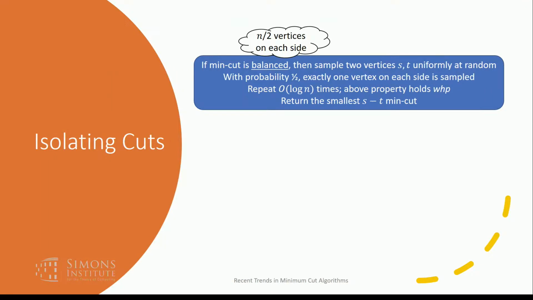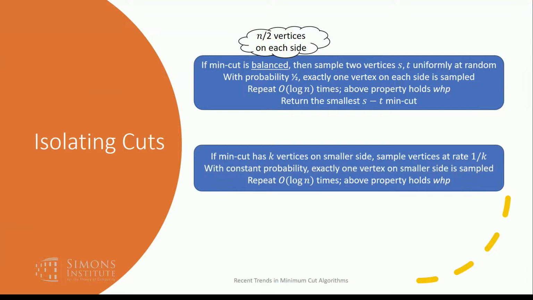Here's one simple observation. Suppose that we're also promised that the min-cut is balanced, in the most balanced way possible: there are exactly n/2 vertices on either side. Then we can just do a random sampling procedure. We sample two vertices S and T, and with probability half, they'll be on opposite sides of the min-cut. If that were true, then we would recover the global min-cut. We can just repeat this log n times to succeed with high probability. So in other words, if the min-cut was balanced, if there were a linear number of vertices on each side, then we can solve this easily in log n many calls to the min-cut.